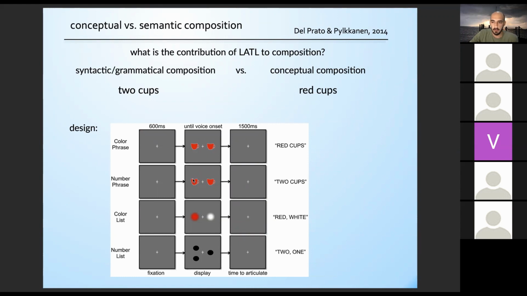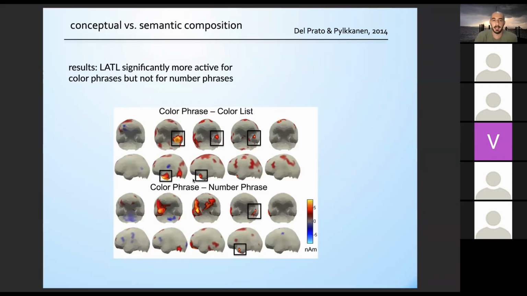So the task was to produce the right constituent. What they found is that your LATL is significantly more active for color phrases compared to number phrases. If you subtract what happens with the number phrase from the color phrase, you get a big activation of your left anterior temporal lobe, and also some activation of the more posterior temporal cortex.